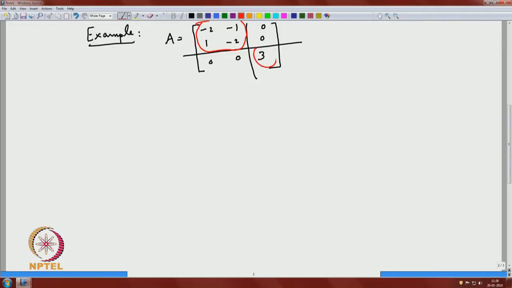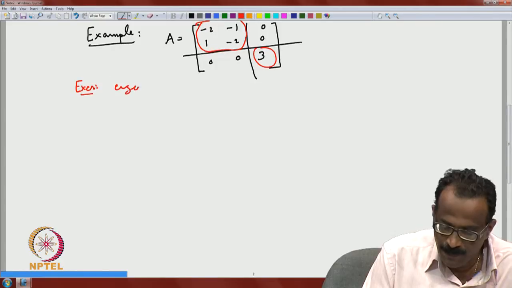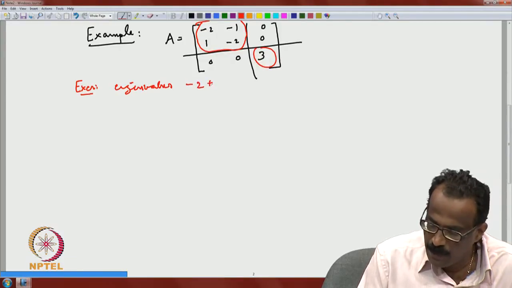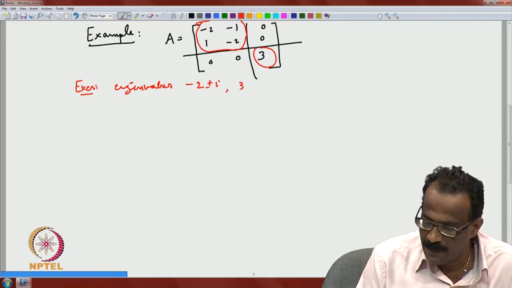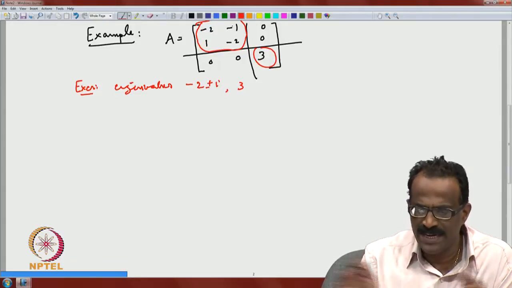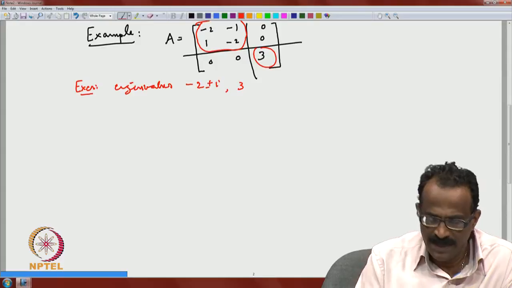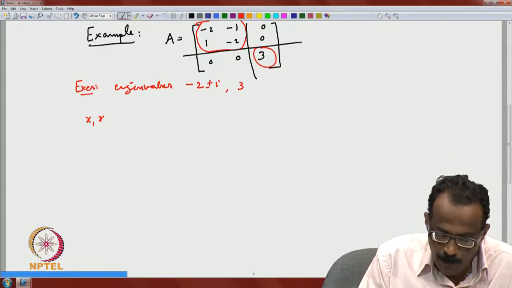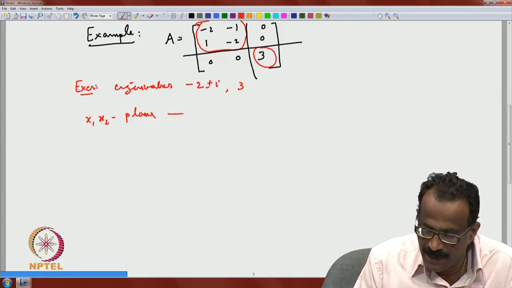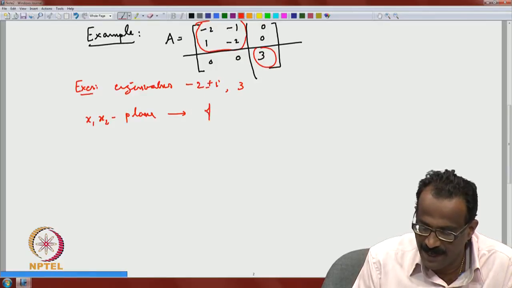This corresponds to a single system, and the first part gives you a complex eigenvalue. So you can do the exercise again. The eigenvalues are minus 2 plus i, of course minus 2 minus i, and 3. You have these eigenvalues. This is already in a decoupled form. So in the 2 by 2 system, the x1, x2 plane, it is like a focus.